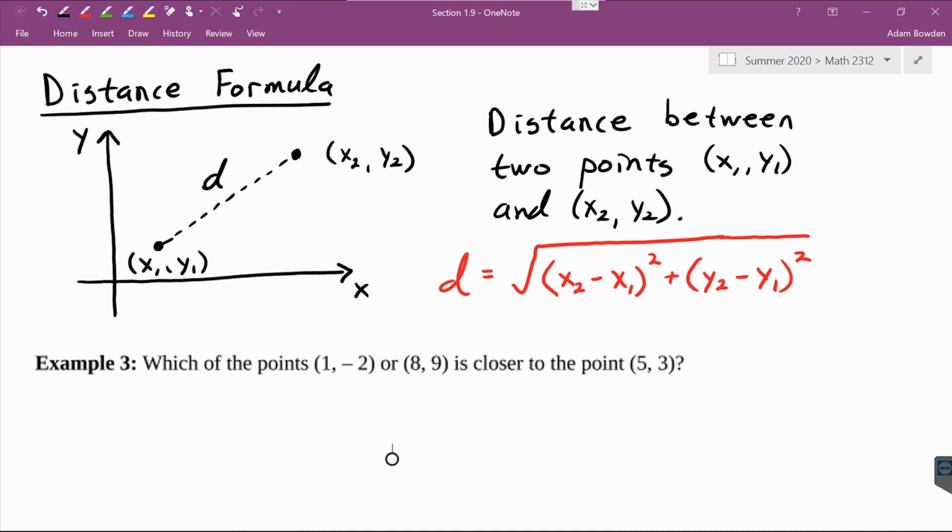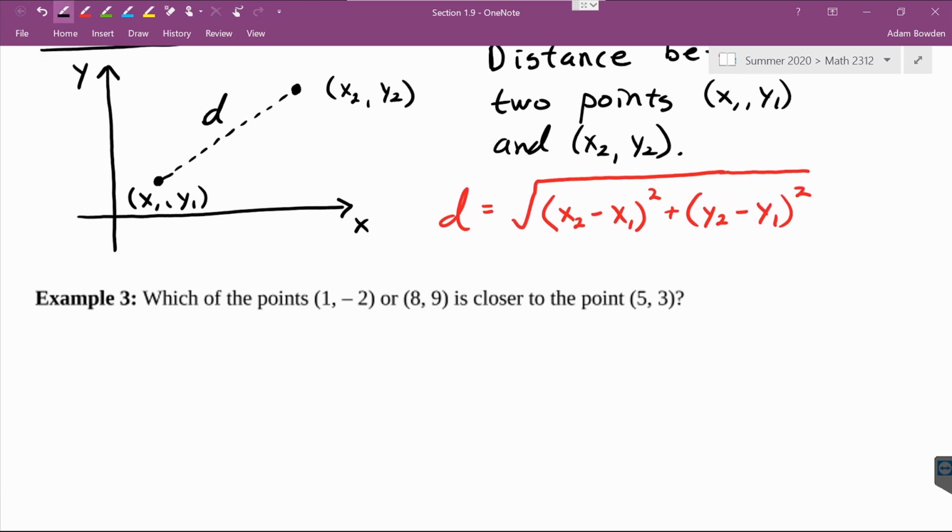And the first thing I'm going to do with the distance formula to show how it works is let's consider these 3 points, (1, -2), (8, 9), and which ones are closer to the point (5, 3). Okay, so here's how we're going to do this. We're going to go ahead and check how far it is between the points and see which one comes out to be the smallest. And whatever's the smallest has the smallest distance and thus has to be the closer of the 2 points.